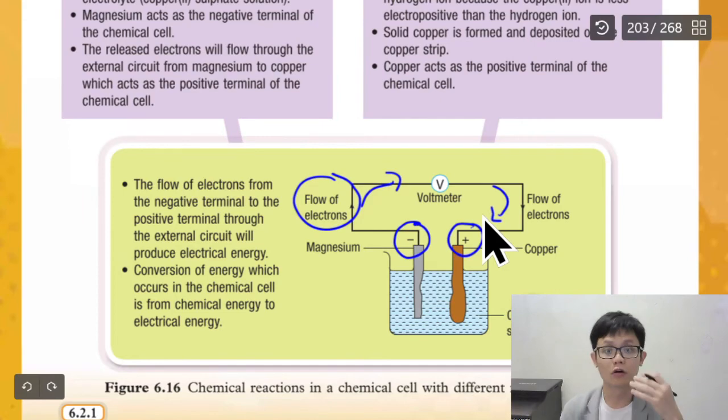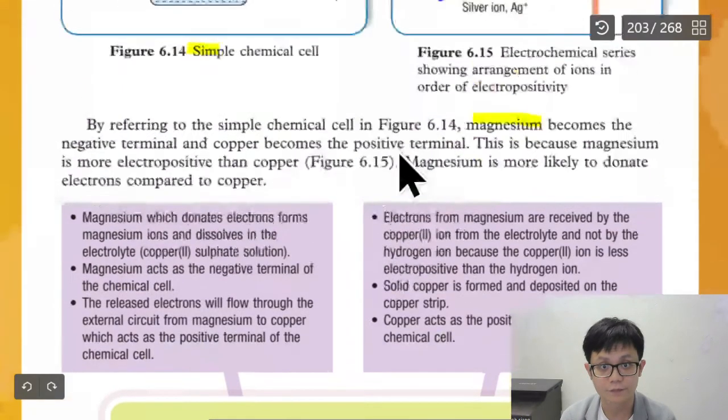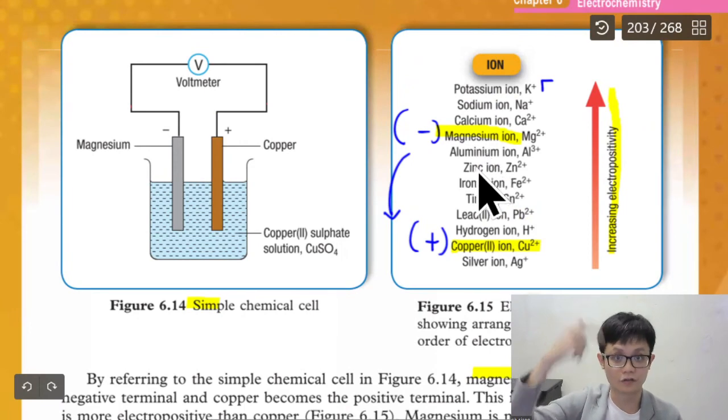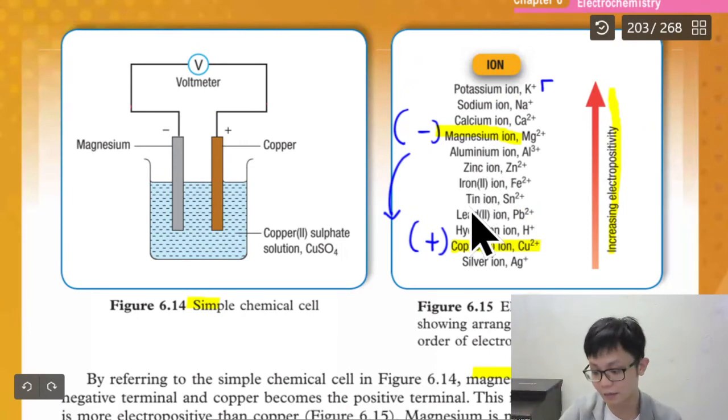So how do we know positive or negative? By looking at this one. If you are up, you are negative. If you are down, you are positive.